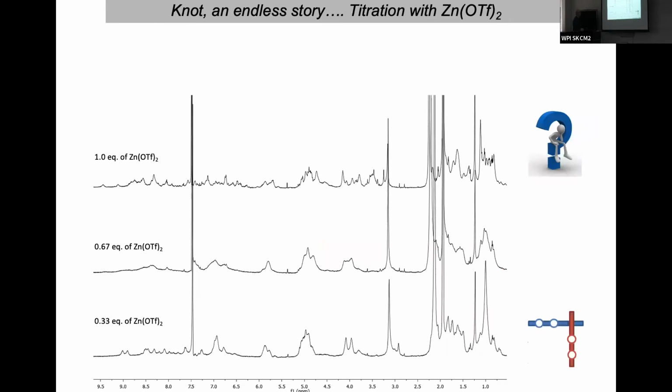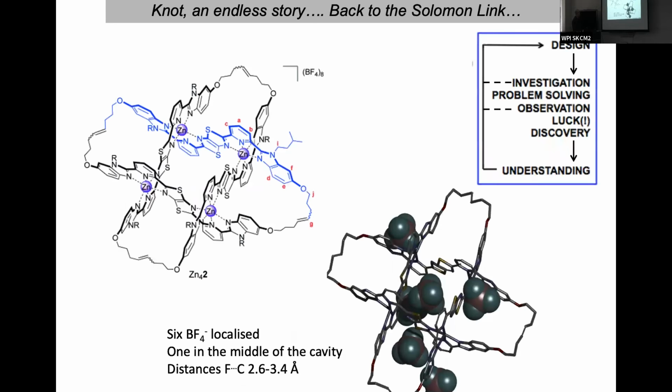And but still, even with this one, when we added zinc triflate to this molecule, it didn't form anything that looked like a 3x3 grid, and nothing happened. But this is where the observational skills and the problem-solving skills of postdocs and PhD students become important. The postdoc working on this project remembered the X-ray crystal structure of the Solomon link that we'd done.